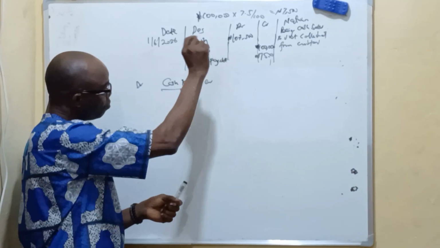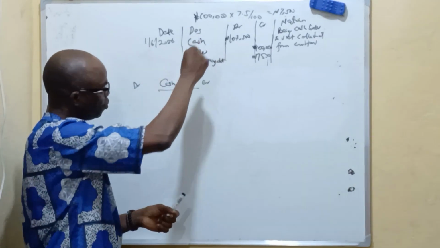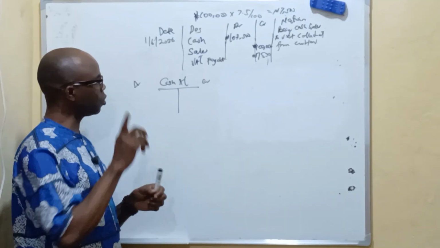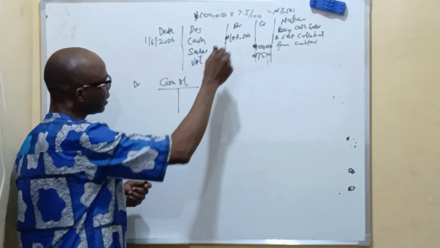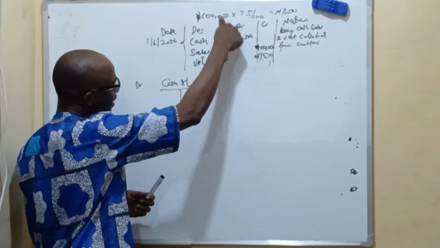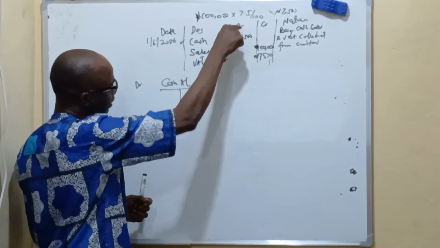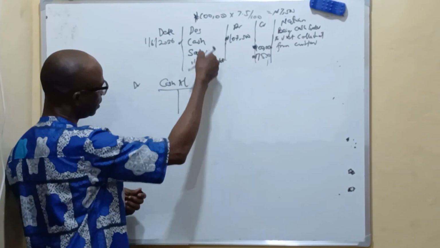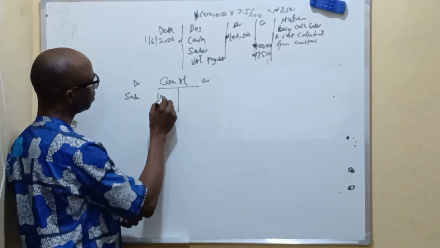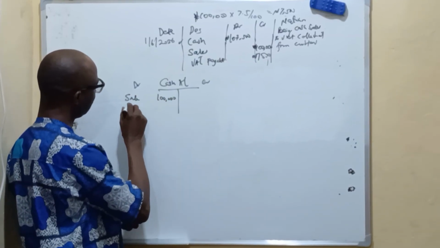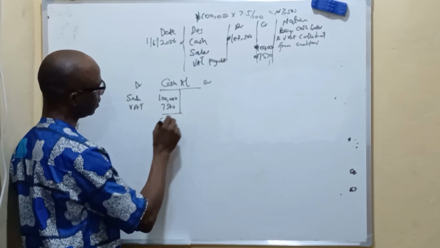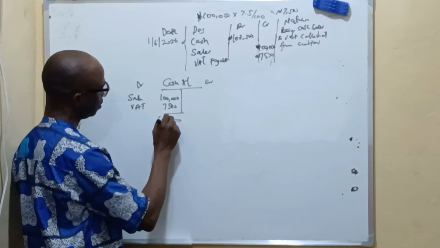As you move it, you tick, so that you will not make a mistake and you will not omit anything. So let's take the first one now. You take the cash. Remember, cash is debited in the journal, so cash is debited here. You say sales 100,000, VAT 7,500. All right, you close the account.